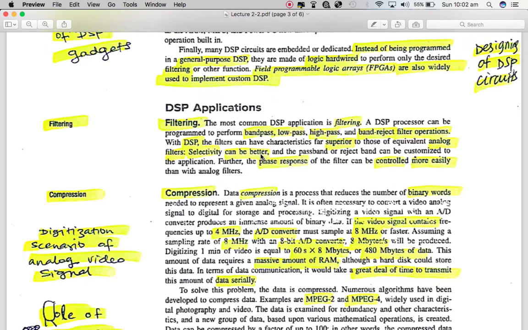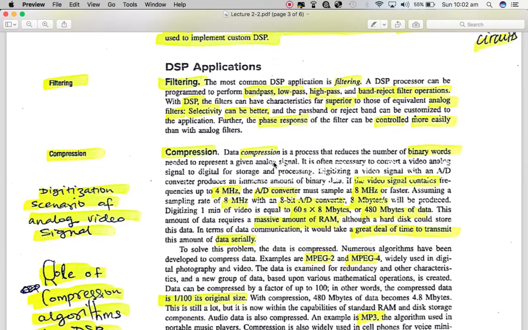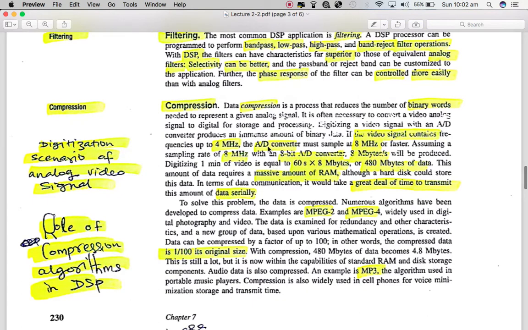So all kinds of operations which can be performed with analog filters can be performed with the DSP filters in a far superior way. They have better selectivity, and their phase response can be controlled more easily with DSP filters as compared to analog filters. If we talk about the second application, which is compression, DSP gadgets can be used for compression purposes.